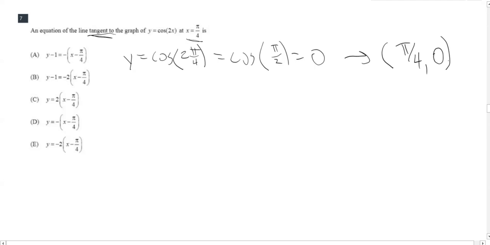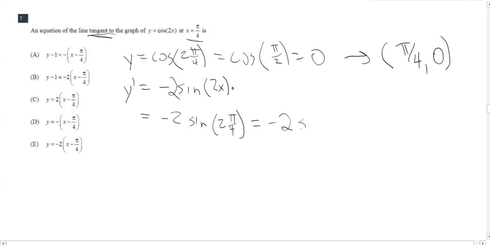The slope of the tangent line is equivalent to the value of the derivative at the point of tangency. So let's take the derivative. So negative sine of 2x times 2. I'm going to put the 2 there. Okay, got to use the chain rule there. And then evaluating this at 0, or excuse me, pi over 4, it's going to give you negative 2 sine of pi over 2. Sine of pi over 2 is 1, so the slope is negative 2.